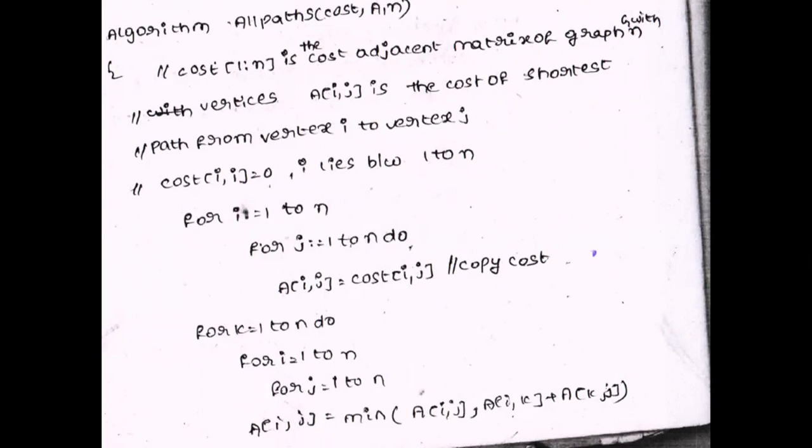That is A power 0. That is k equal to 1. For i equal to 1 to n, j equal to 1 to 3, A power i comma j equal to minimum of A power i comma j, comma, A power i comma k plus A power k comma j.